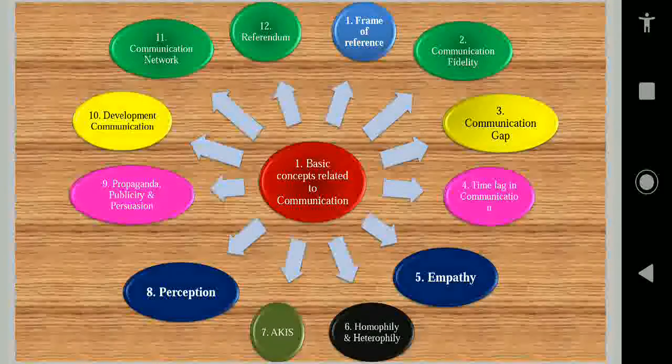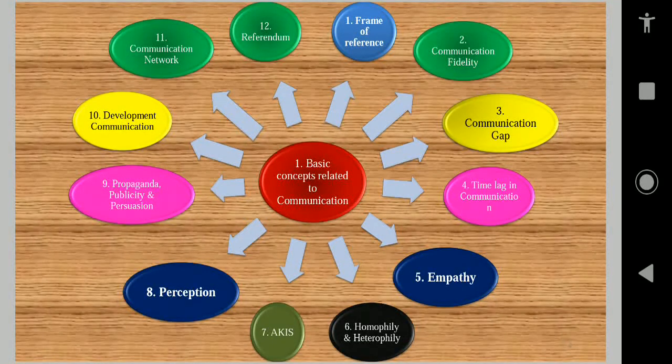Another thing is heterophily. Heterophily is the opposite of homophily, the degree to which pairs of individuals who interact are different in certain attributes. Homophily is similar in certain attributes, and heterophily is dissimilar in certain attributes or characters. Just like you and the farmers: if farmers come and read with you, then we can say that the audience is heterophilous. And among farmers also you can see heterophily.